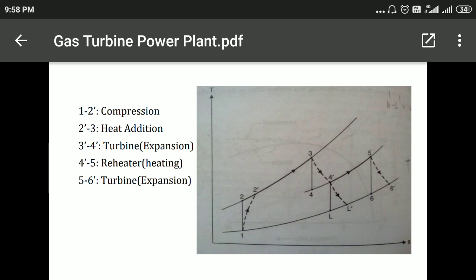So 1 to 2 process represents compression, 2 to 3 represents heat addition, 3 to 4 represents the first expansion, then again 4 to 5 represents the reheater, meaning again heat addition in the reheater, and after that 5 to 6 process is again the expansion in the low pressure turbine. So this is your reheating.